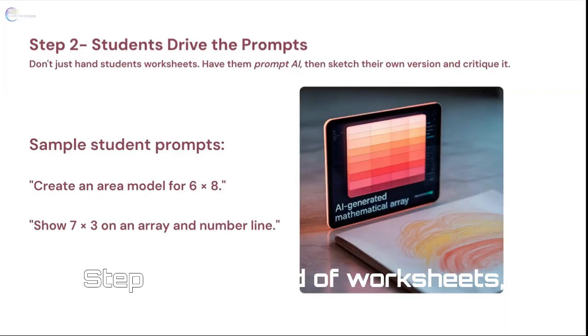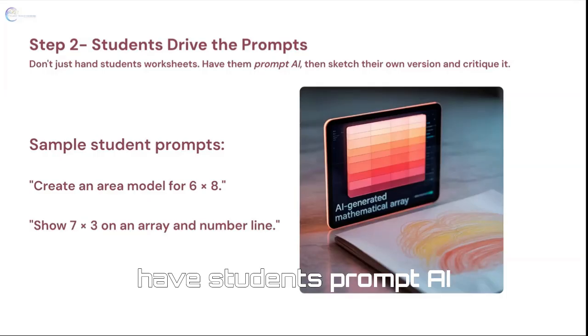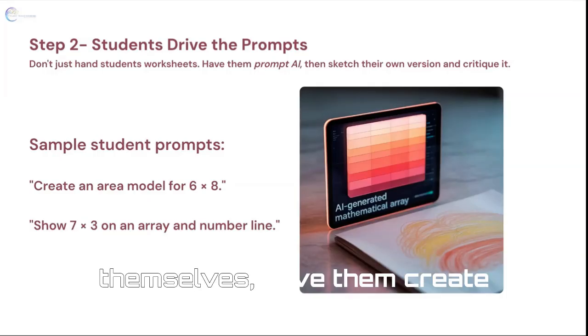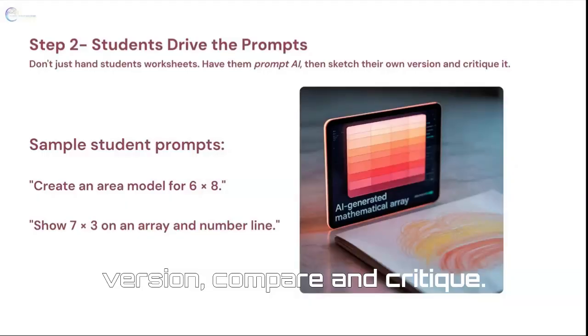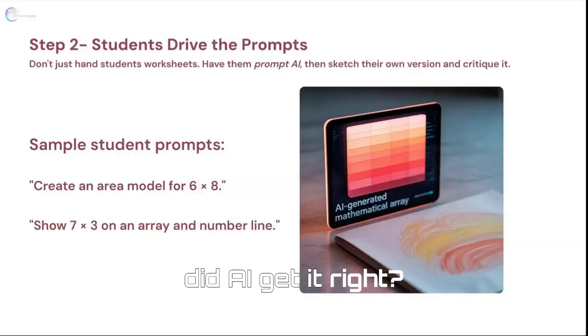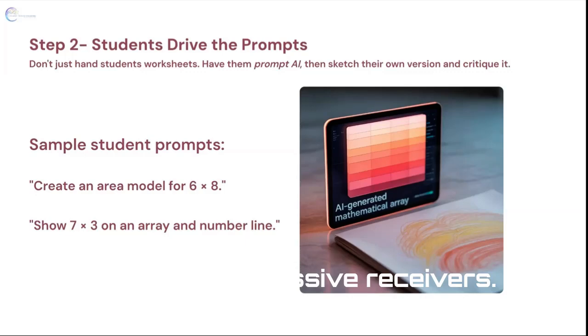Step 2. Instead of worksheets, have students prompt AI themselves. Have them create an area model for 6 times 8. Show 7 times 3 as an array and a number line. Then they sketch their own version, compare, and critique. Then they identify, did AI get it right? What's missing? This turns them into active thinkers, not passive receivers.